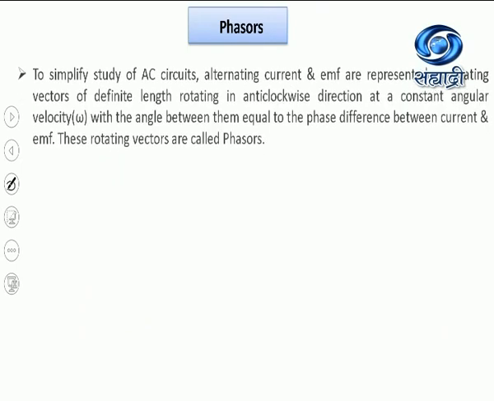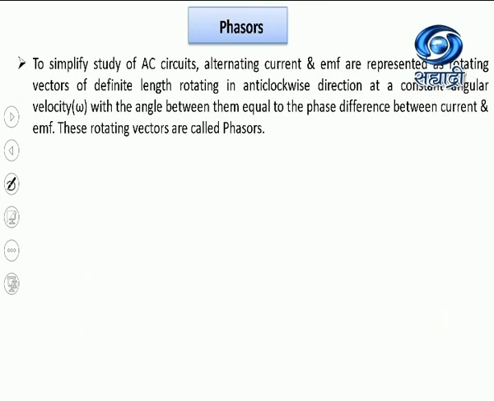Next is the concept of phasors. To simplify study of AC circuits, alternating current and EMF are represented as rotating vectors of definite length, rotating in anticlockwise direction at a constant angular velocity omega, with the angle between them equal to the phase difference between the current and EMF.